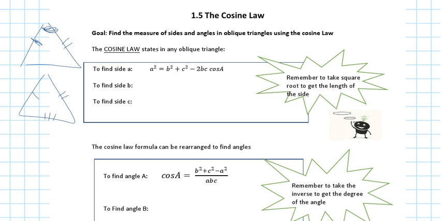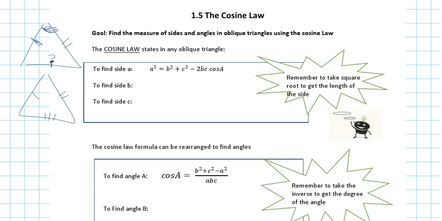So the cosine law states, in any oblique triangle, if you're trying to find a side, in this case I'll be finding this side right here, which is the opposite side to the contained angle, then a squared equals b squared plus c squared minus 2bc cos A. It's called the cosine law because it has the cosine of the angle in it. So, look at this.